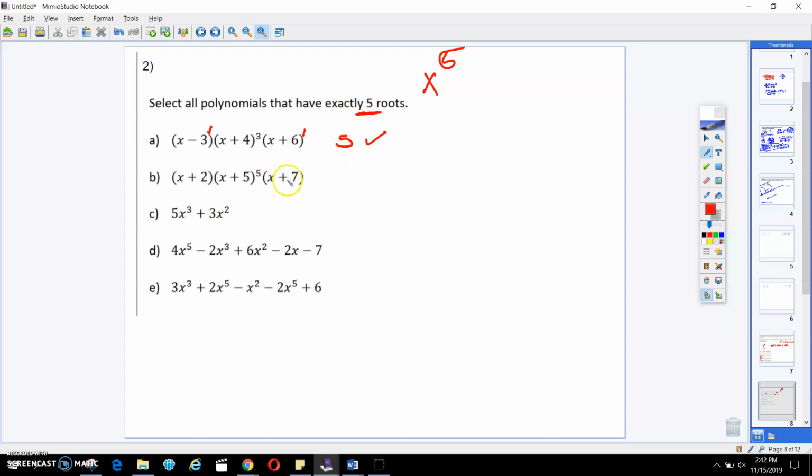Down here, if I add the exponents up, I'm going to have 7, so that's definitely not going to have exactly 5 roots. On C, my leading coefficient has an exponent of 3, so that's not going to help me much. That's not exactly 5 roots. D, I have an exponent of 5, so that potentially would have it. On this last one, we're going to combine our like terms. 2x to the 5th minus 2x to the 5th is going to cancel out, so it's not going to have an exponent of 5, so that's definitely not E.